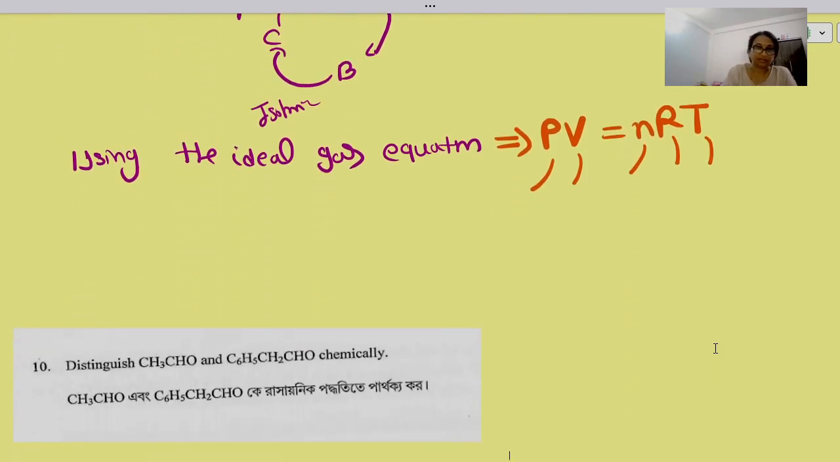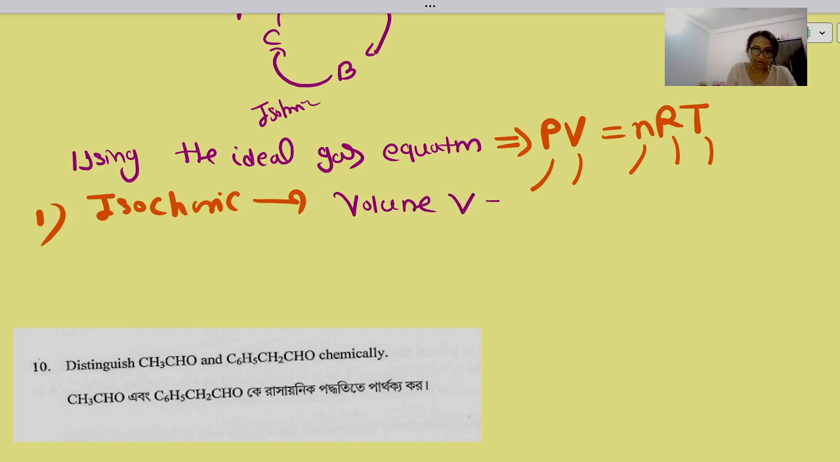First we will write for the isochoric process. For the isochoric process, volume V is constant. At that point, VA is equal to VB. There is no change, so it is a straight vertical line in a VT graph, because there is no change.